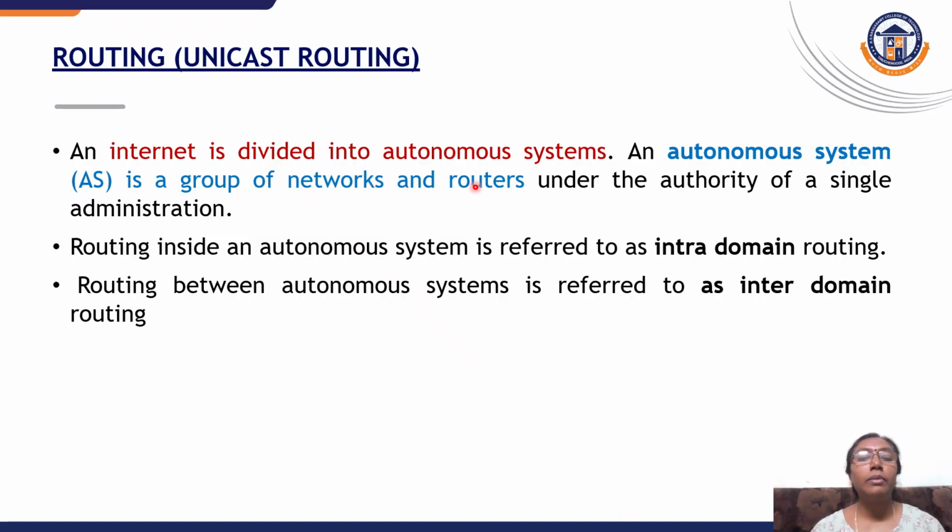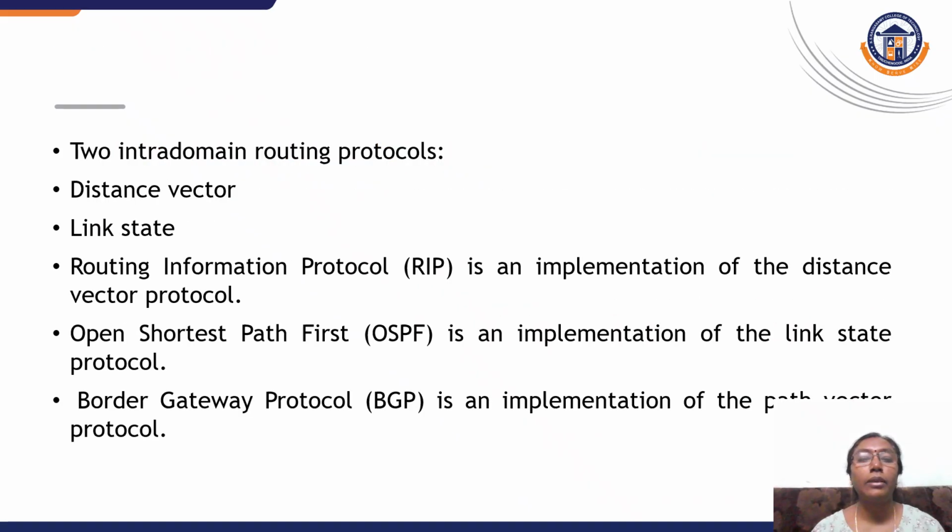An internet is subdivided into autonomous systems. An autonomous system is a group of networks and routers under the authority of a single administration. Routing inside the autonomous system is otherwise called intra-domain routing. Routing between the autonomous systems is otherwise called inter-domain routing.